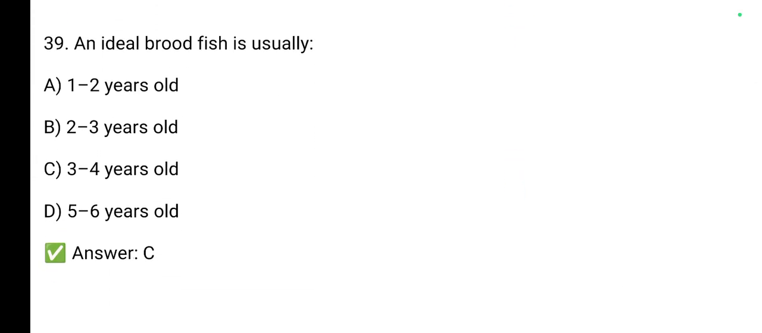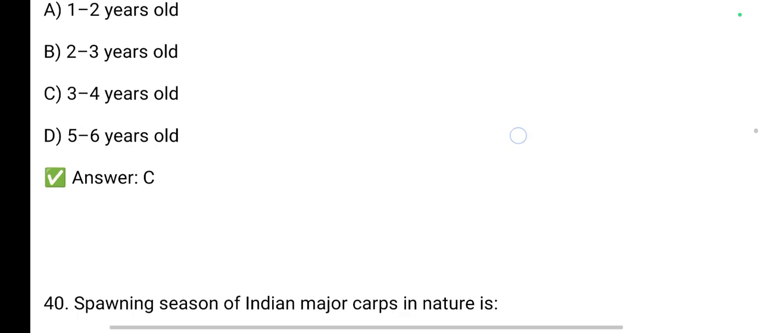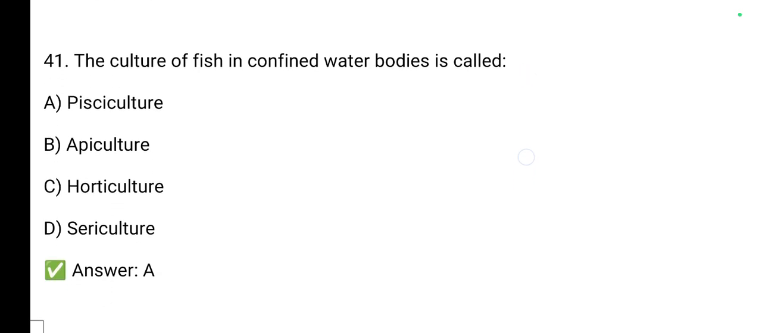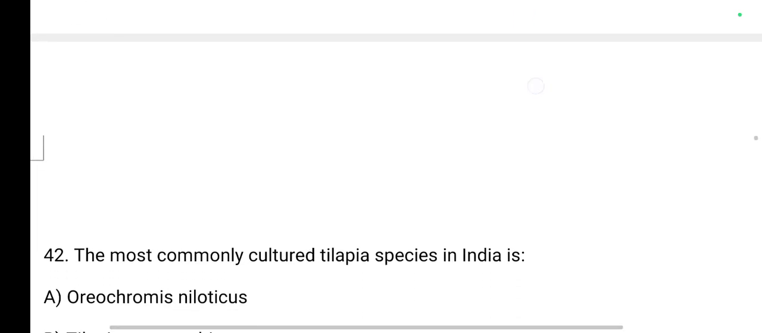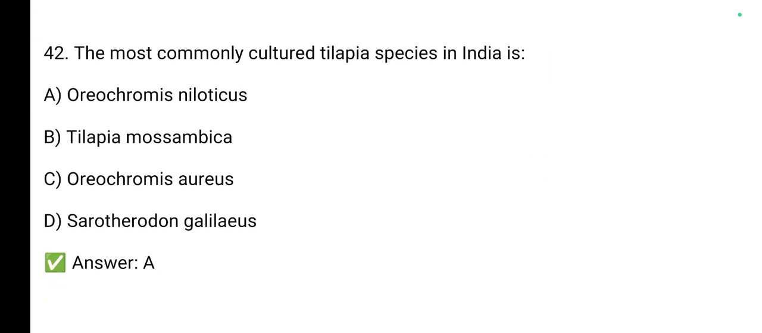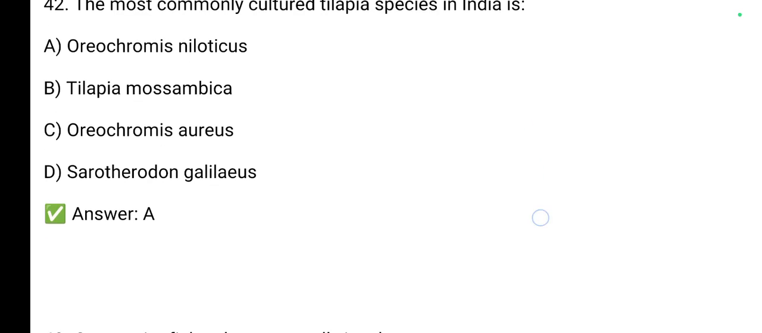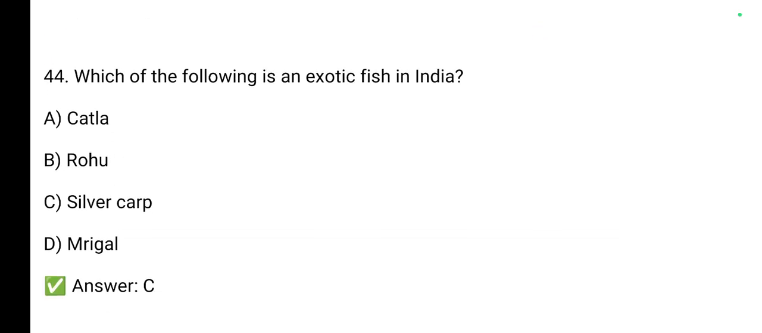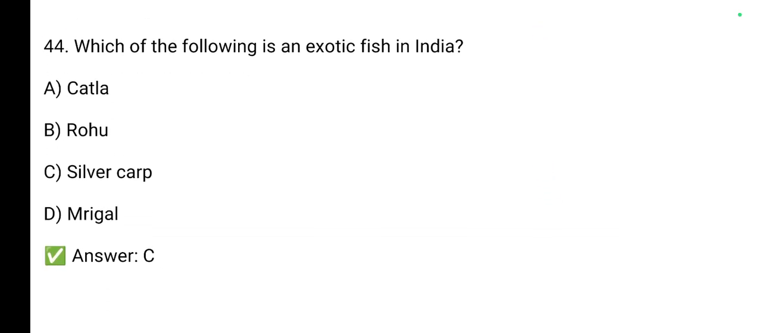Ideal brood fish is usually 3 to 4 years old. Spawning season of Indian major carp in nature is July to September. Culture of fish in confined water body is known as pisciculture. Most commonly cultured tilapia species in India is Oreochromis niloticus, that is Nile tilapia. Composite fish culture generally involves 5 or more compatible species. Which of the following is an exotic fish in India? So it is silver carp.